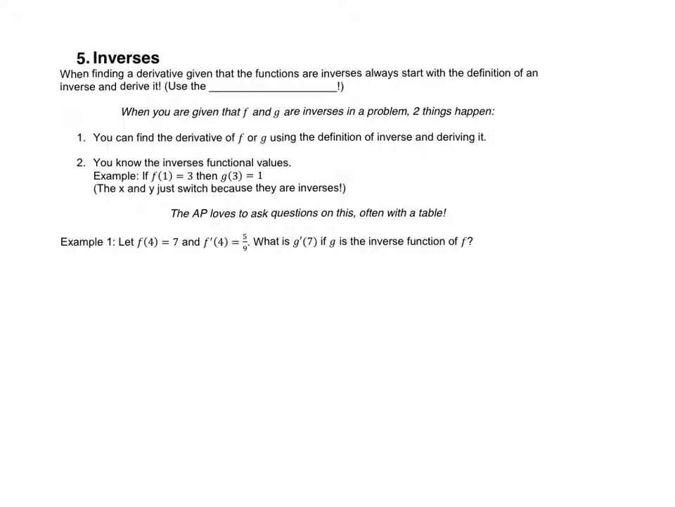Video 5 is on inverses. So inverses, when finding a derivative, given that the functions are inverses, like the question says f and g are inverses, you're always going to start with the definition of an inverse and then derive it. So in order to do this, we have to use the chain rule. It always comes back. So let's talk about the definition of an inverse first.